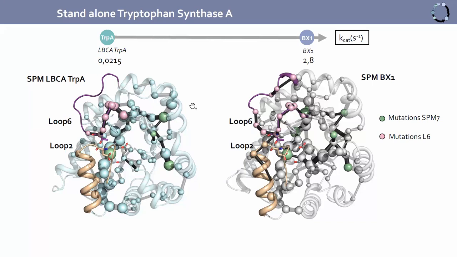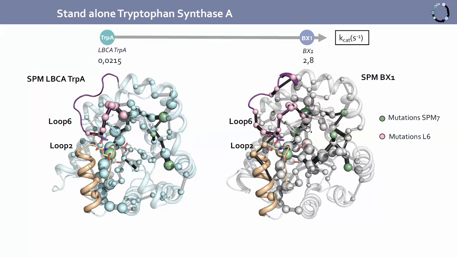And this is kind of missing in LBCA. So there are some positions identified, but not as in the case of VX1. And of course, there is no such connection with the loop two. And also, in terms of the active site core, or the core of the protein, VX1 has a much more ordered and much more well-connected structure.